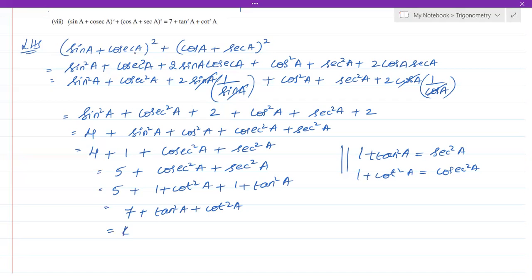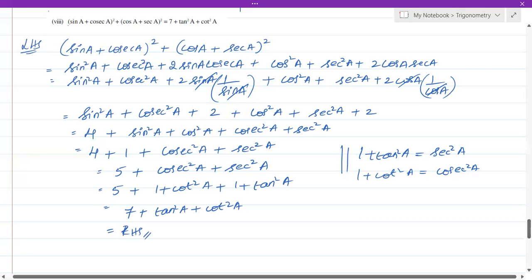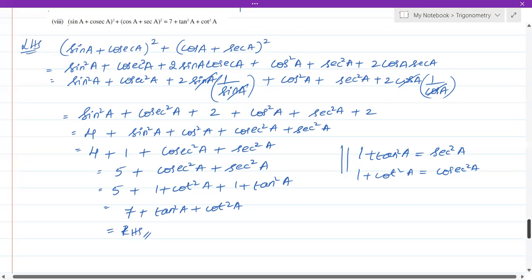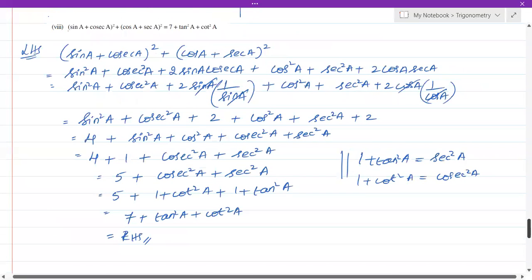Which is nothing but our RHS. Okay. It's very simple. We have used (a + b)² and we have solved it. So you can also solve it by converting into sine and cos. That is what we usually were doing, isn't it?